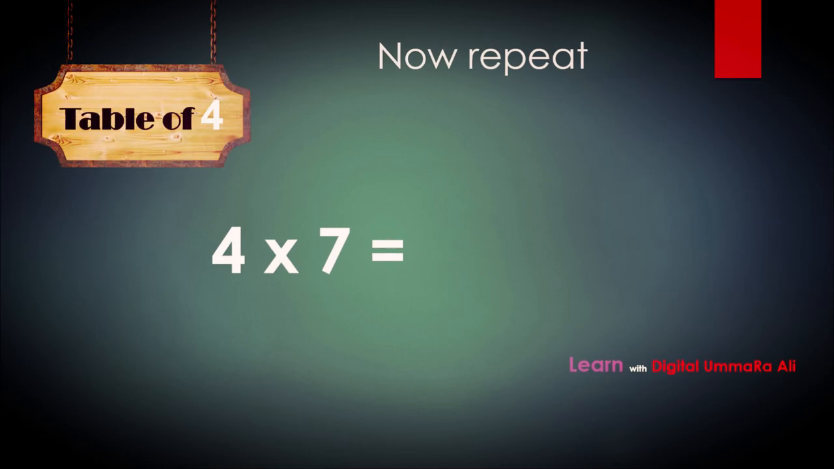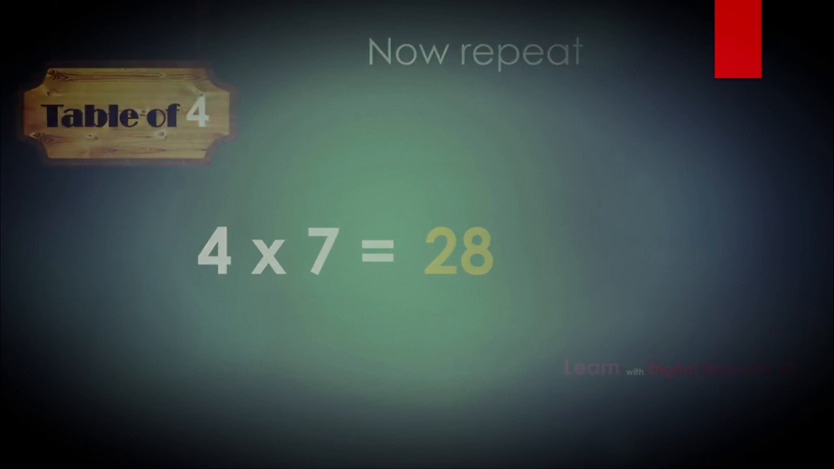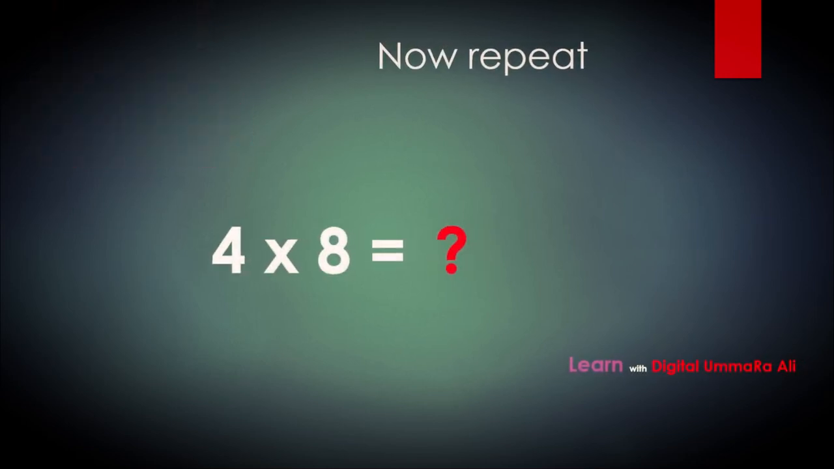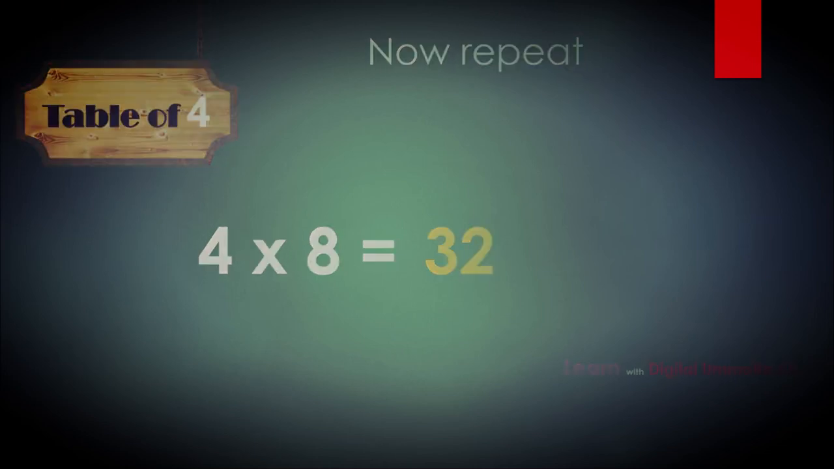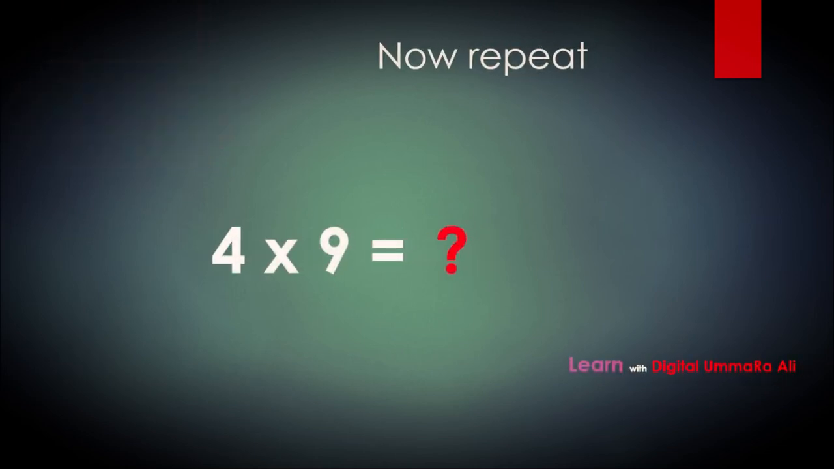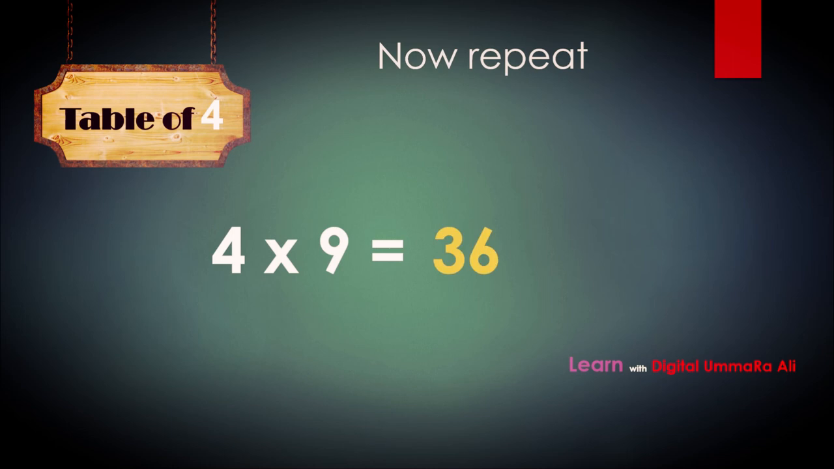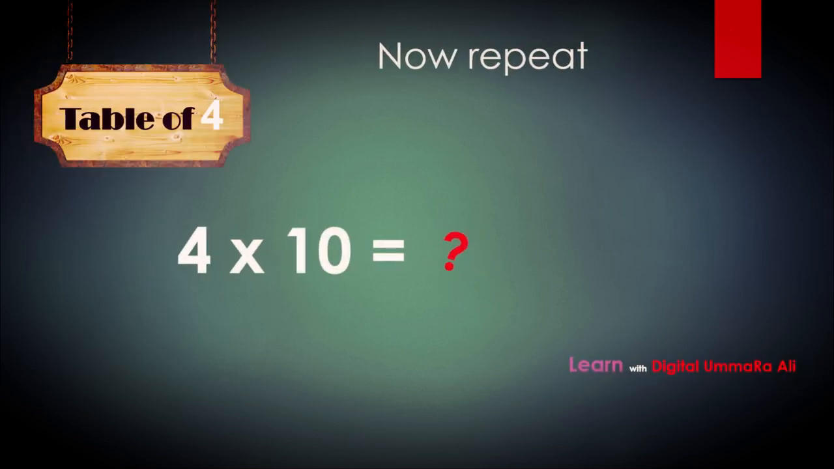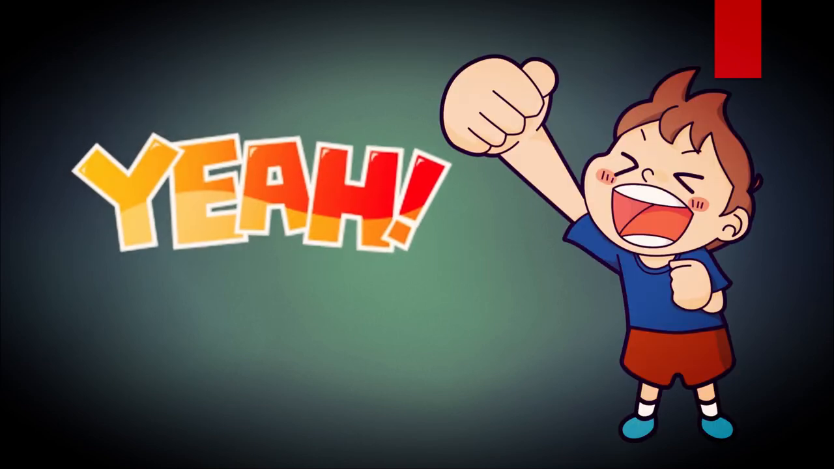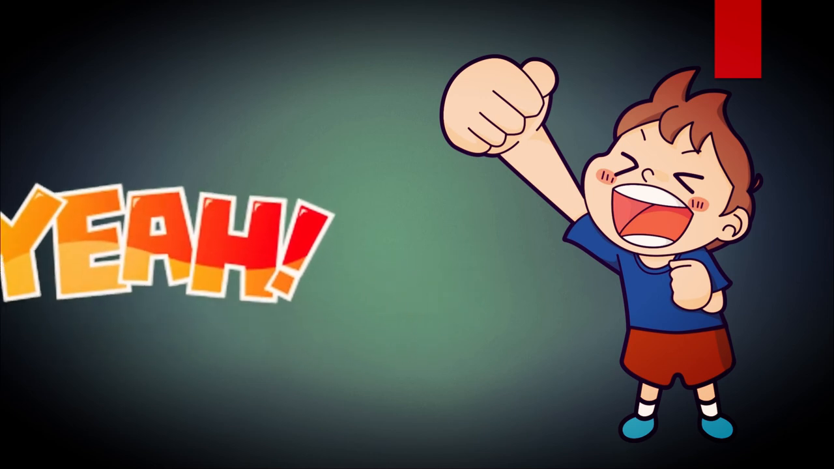28. Yay! 4 eights are 32. 4 nines are, yes, 4 nines are 36. 4 tens are 40. So simple. Yes, now I already learned the table of 4. Yay!